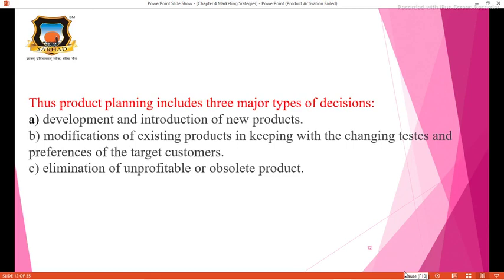Thus, product planning includes three major types of decisions. The first is the development and introduction of a new product, modifications of existing products in keeping with the changing tastes and preferences of the target customers, and elimination of unprofitable or obsolete products.